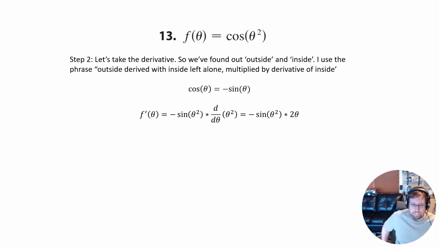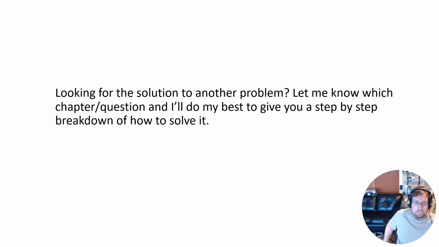That's pretty simple. And then, of course, we can move that 2 theta to the front, and then we just get negative 2 theta times sine of theta squared. Yeah, that's it. This was a really quick, simple problem. All it's trying to do is make sure that you know when to use the chain rule.